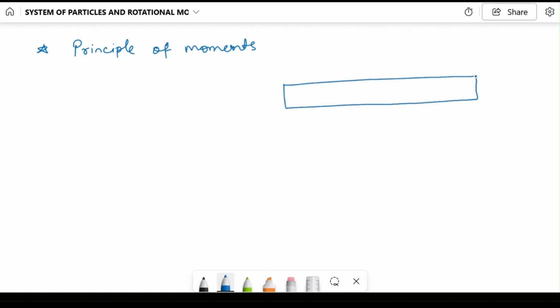Let's say we have a rigid body here, and there are two forces acting on this body, F1 and, let's say, here F2. And let's say there is a point here about which net torque is zero, and at this point, let's say there is a normal reaction here. So if this body is in equilibrium, net force on this body will be zero, as well as net torque will be zero, and we are going to obtain torque about this point.